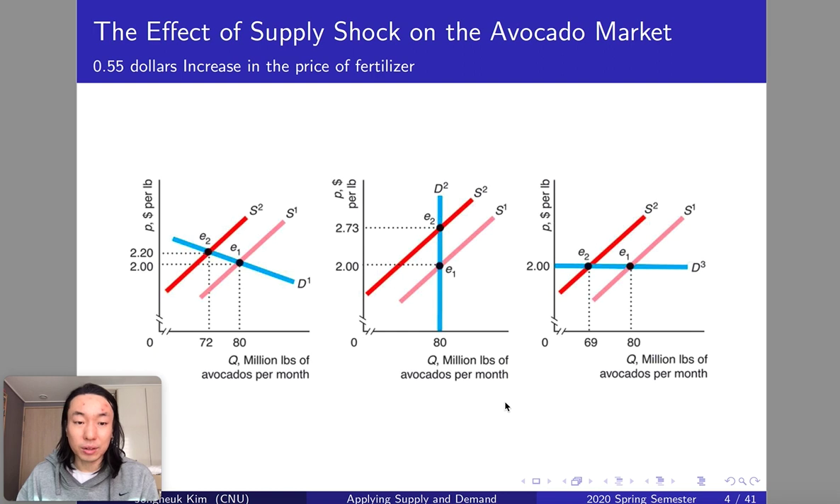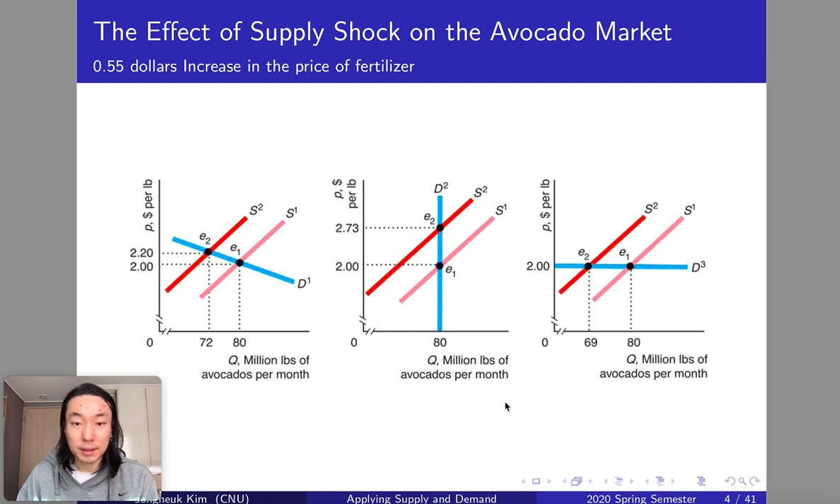Okay, so the unit of 8 is really important information in this case because we're going to compare this number with the other two examples. Let's look at the center graphic. It's the same decrease of supply curve, because it looks like the same supply curve, right? So the slope of the supply curves is the same between the left graph and the center graph. So the same increase in the price of fertilizer means the same decrease in supply of avocado.